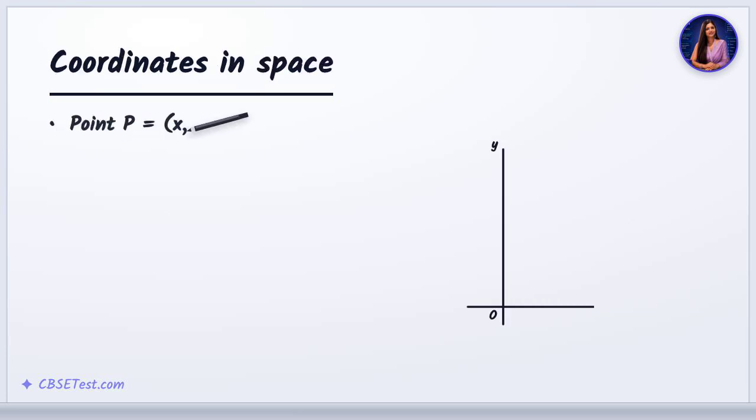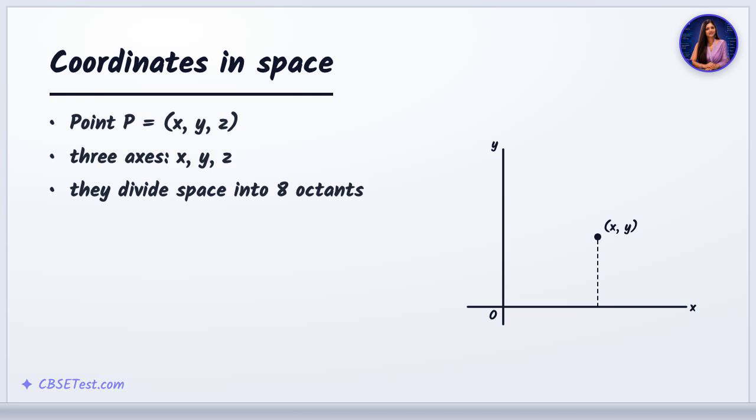A point in space is given by 3 numbers x, y, and z, measured along 3 mutually perpendicular axes. These axes split space into 8 regions called octants.